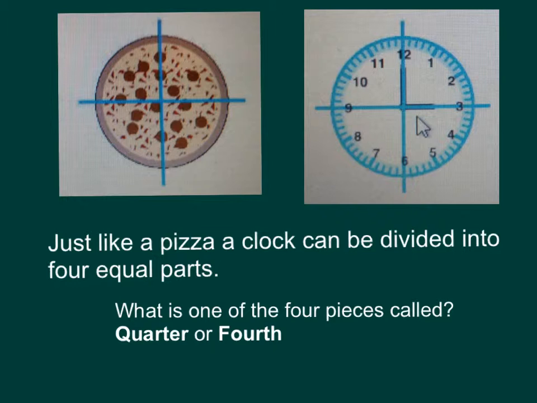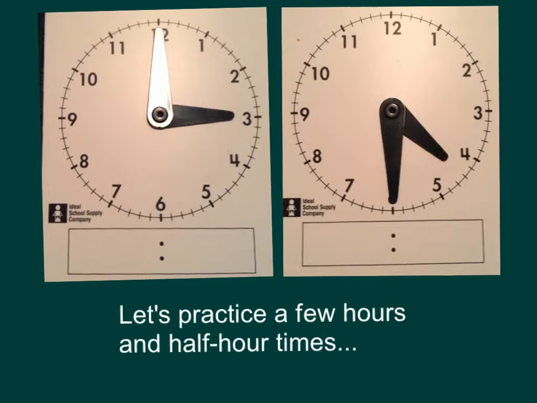When we divide a clock face into 4 equal parts, it makes it easier to tell times between o'clock and half-hour times. Before we begin talking about the quarter hours, let's spend a little bit of time going back and reviewing hour and half-hour times. If we take a look at this clock right here, let's look carefully at the hour hand and the minute hand and decide what time this clock is showing us.